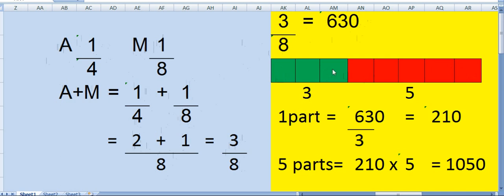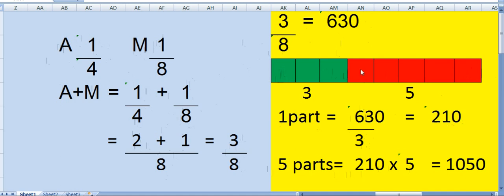3 parts equals 630. So 1 part equals 630 divided by 3. 3 twos are 6, 1s and 0s are 2 and 0. So 1 part equals 210. Okay. Now how many parts has he spent on chikoos? 5 parts. So 210 multiplied by 5.